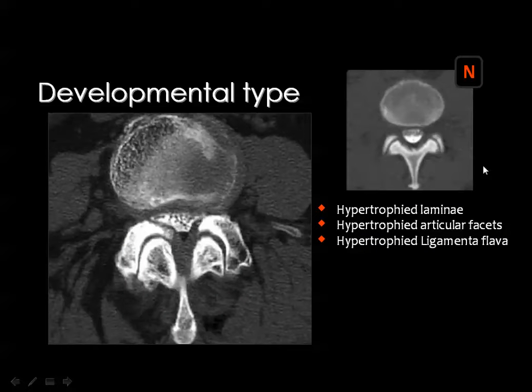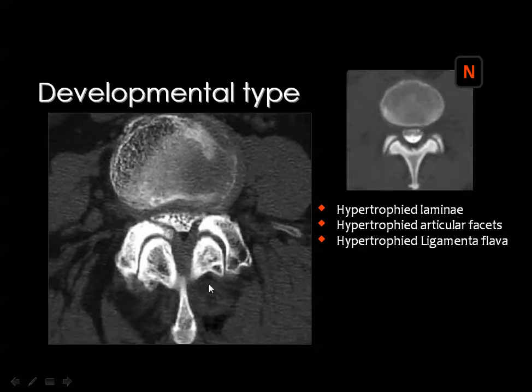And these are two cases with CT myelography of the lumbar spine, to appreciate the difference between the normal canal and the developmentally narrowed spinal canal. In the normal canal, you can see that the lamina is of usual or normal thickness, and the interlaminar angle is obtuse. The articular facets are of normal size, and also the ligamenta flava are within normal limits.